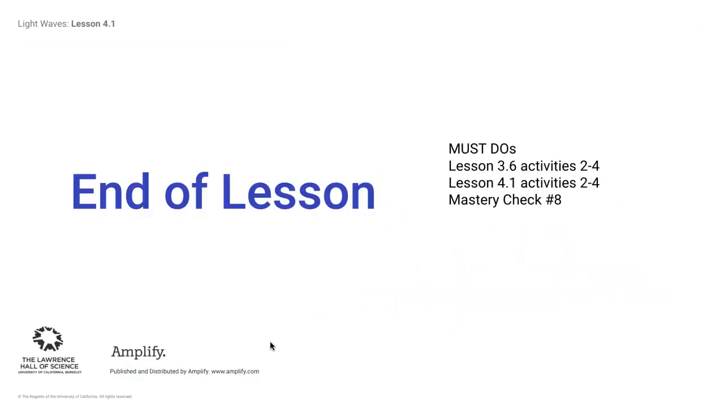And the must-dos for today, as you can see, sorry it's so small, are right here. Meant to make it bigger. Lesson 3.6, activities 2 through 4, lesson 4.1, activities 2 through 4, and mastery check number 8. Great job, you guys, today. Start now with your evidence cards and your partner, and when you guys are finished with the lesson, come on over and take the mastery check number 8.